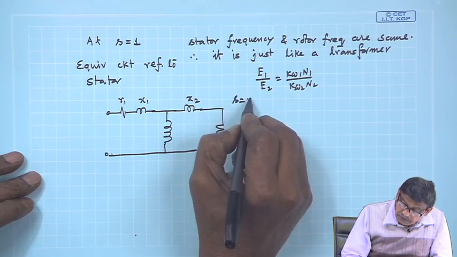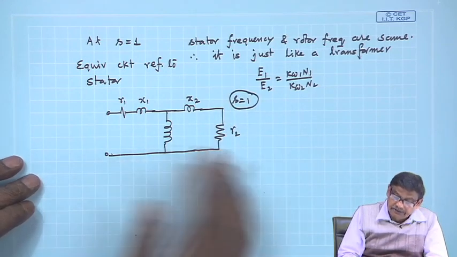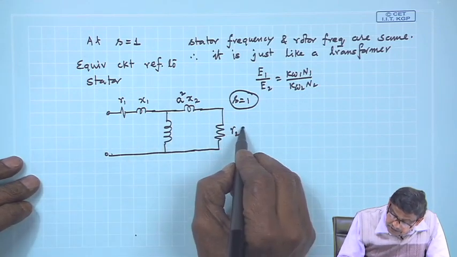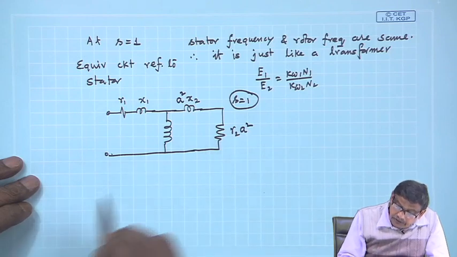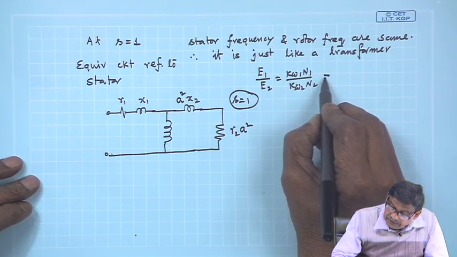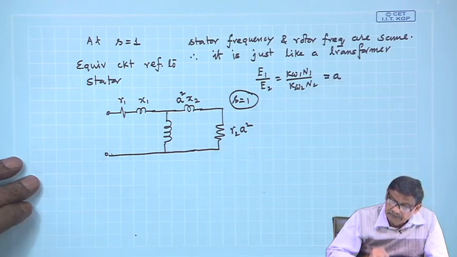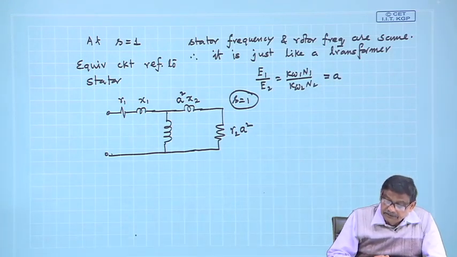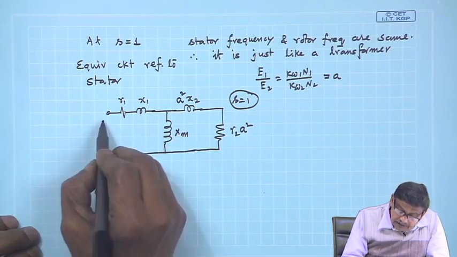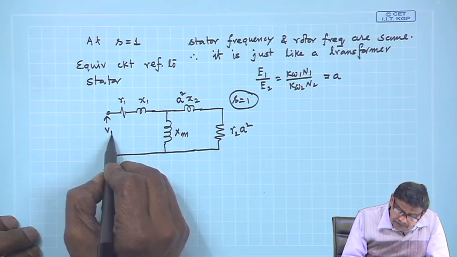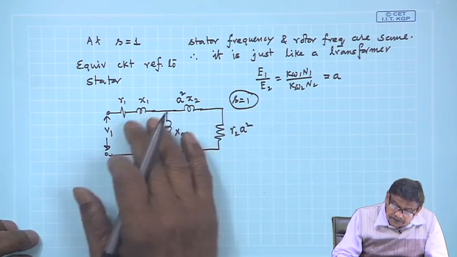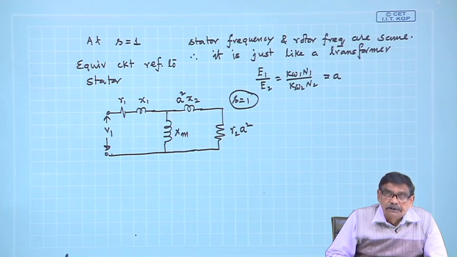This is the S equal to 1 standstill condition. This will be the equivalent circuit provided you have multiplied this with S square, where A is the turns ratio of primary and secondary. This is X m and this is V 1, absolutely fine. So, this is the equivalent circuit referred to stator.